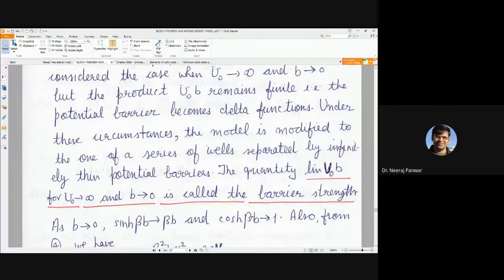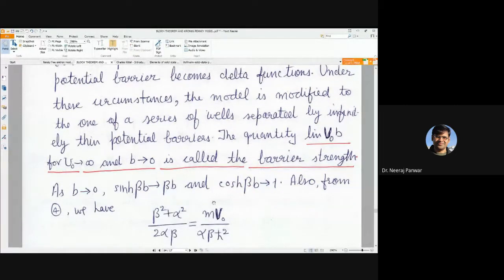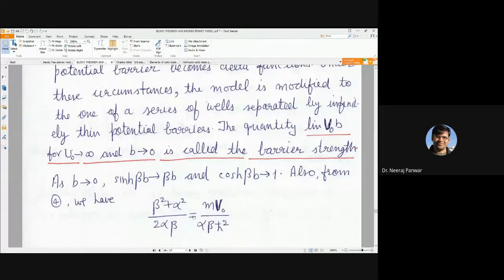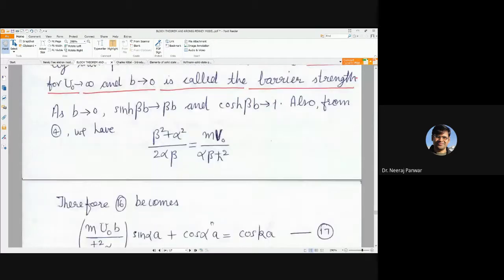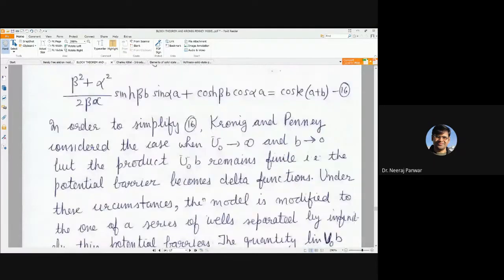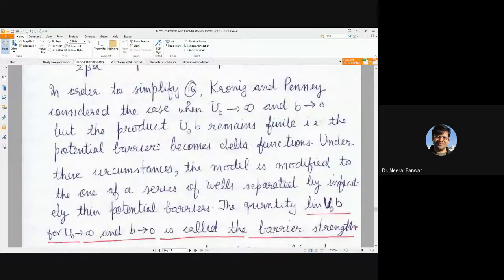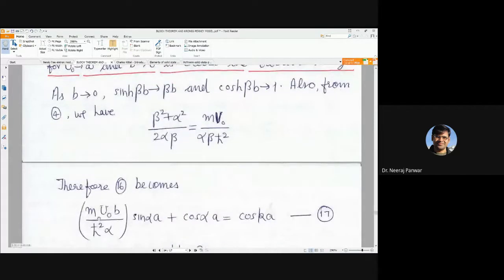will be equal to 1, and we have already defined beta square and alpha square. If we calculate beta square minus alpha square, divided by 2 alpha beta, we will get m U naught divided by alpha beta h cross square. Therefore, this equation, equation number 16, becomes m U naught b upon h cross square alpha, sine alpha a plus cos alpha a is equal to cos k a.